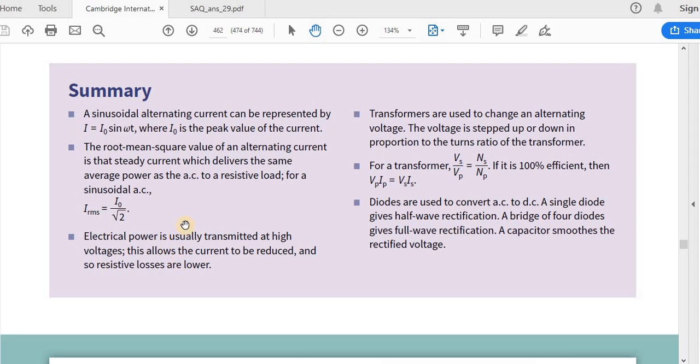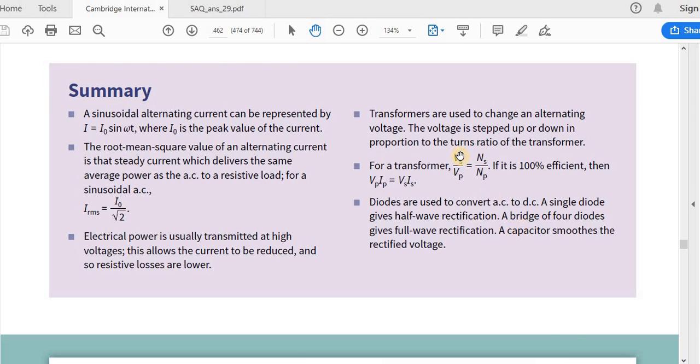This we learned about the transmission. Step up transformer, step down we learned. Then the two equations under transformers, very important. If this is 100% efficient, then you get this. And about rectification and smoothing. In rectification we use diode, okay, half wave one diode. Then full wave rectification, bridge of 4 diodes.